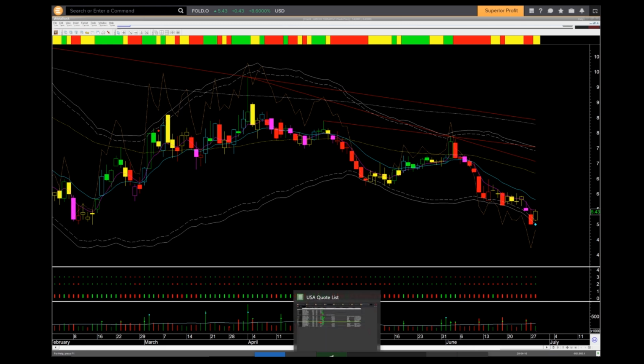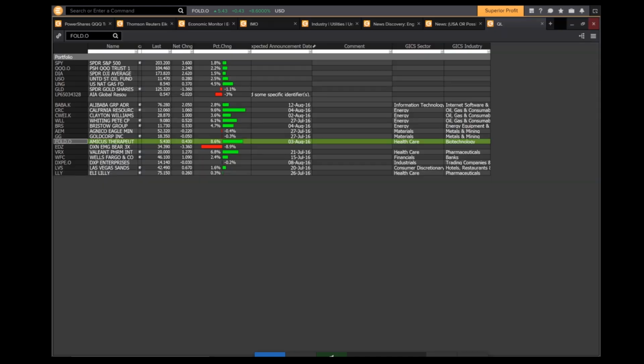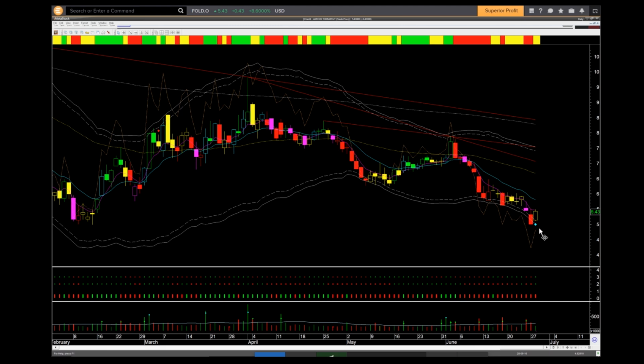Let me go back to fold again. So we just chanced upon fold. How did we chance upon fold? Because we looked at quote list. Actually, fold is not an instrument I trade actively, but some of the traders sometimes send me some stocks, and some group of traders who trade only pharmaceutical stocks mentioned fold, so I just added it in the list. And today it went up a lot.